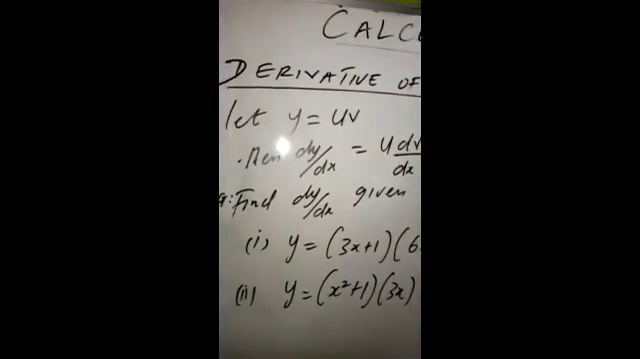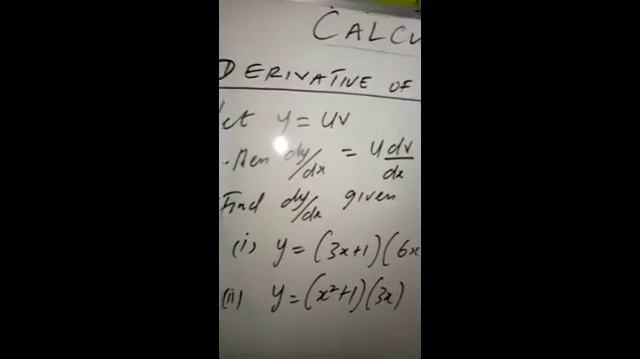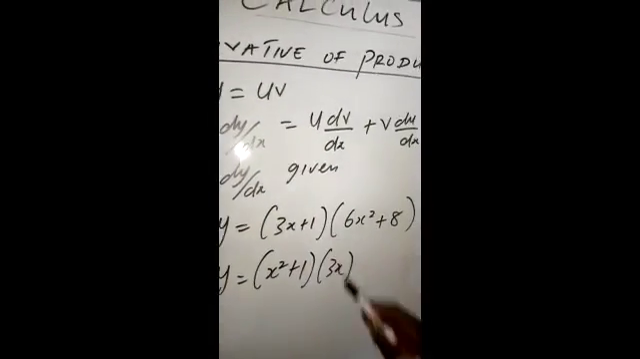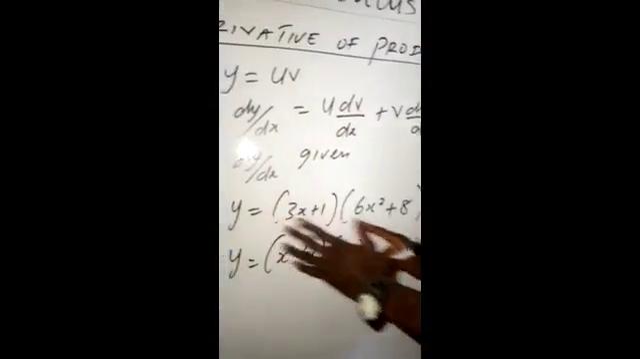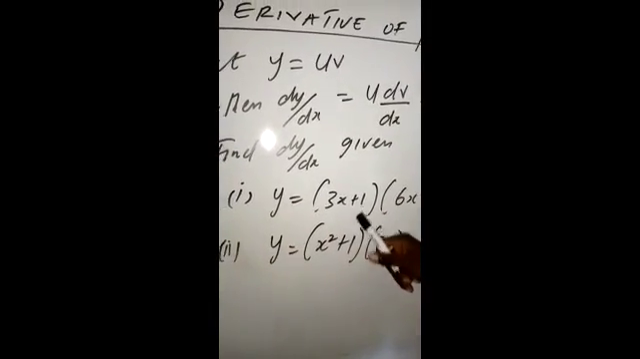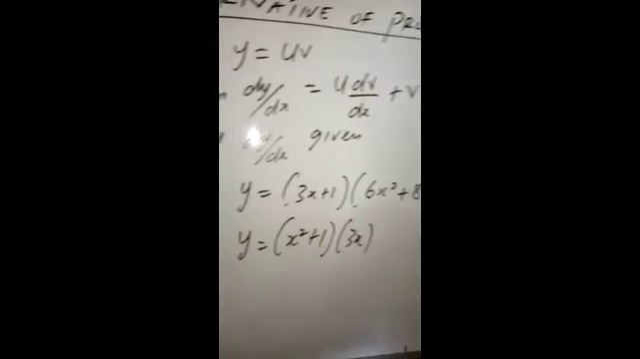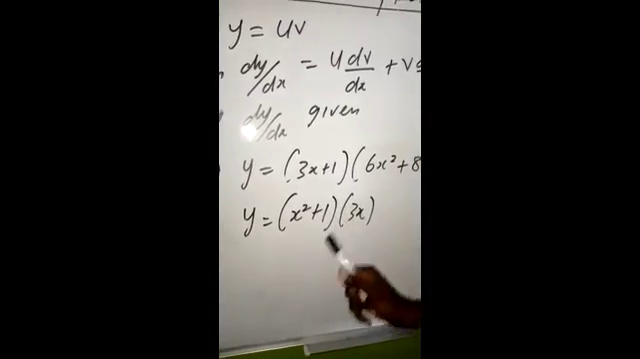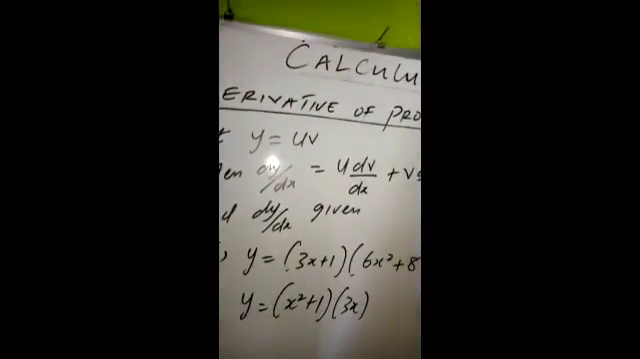Remember that sometimes in an exam, nobody will tell you that this is the product rule. You can only know that it is the product rule from the question. For instance, from this point, you have find dy/ds given. Remember, this one is a product because of the brackets here. A bracket means multiplication. So y equals bracket 3s plus 1, close the bracket, open bracket 6s squared plus 8, close it. So this is the question. Let's go straight to the solution.